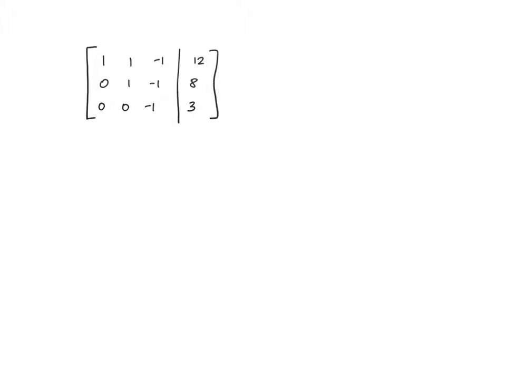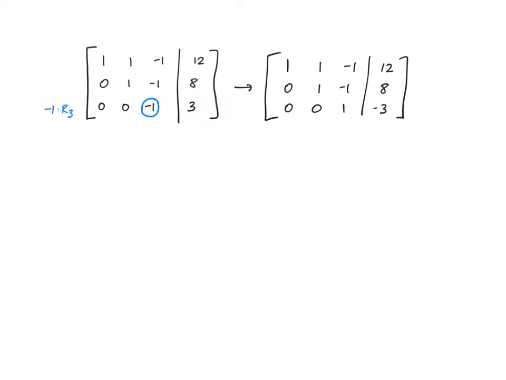So as we look at column 3, the one thing that's missing is we would like for this entry to be a positive 1 instead of a negative 1. So I'm going to just take negative 1 times row 3 to come up with a new row 3. So this gives us the matrix 1, 1, negative 1, and 12 in row 1, 0, 1, negative 1, and 8, and 0, 0, 1, and negative 3. So this is the end of the part of the process known as the Gaussian elimination. So now we are ready for the backward substitution.